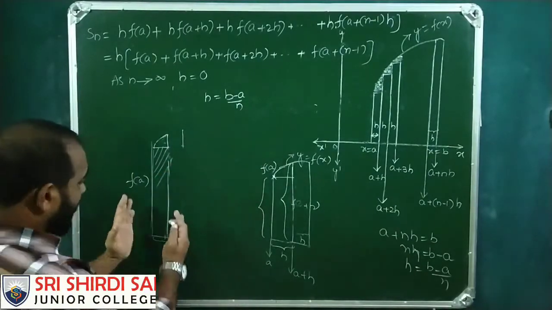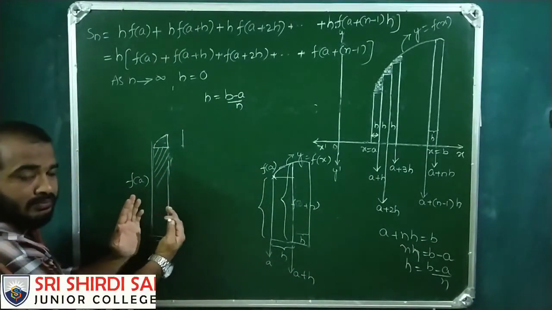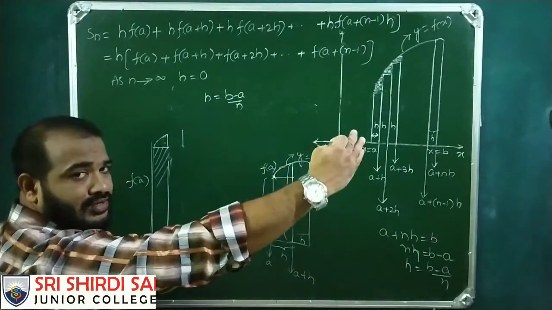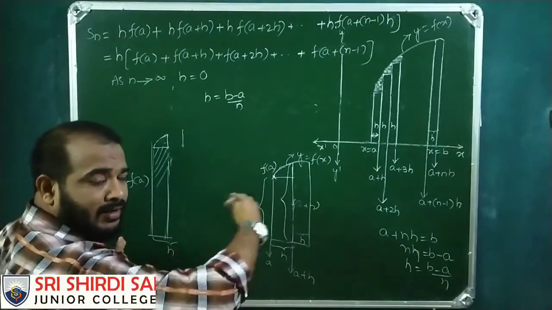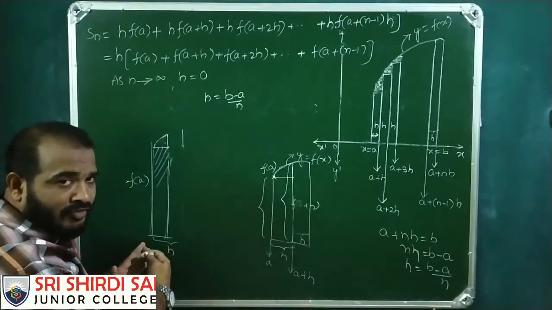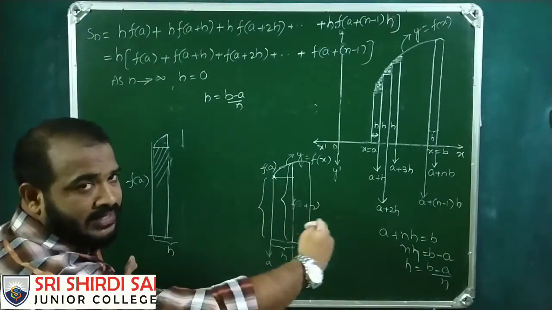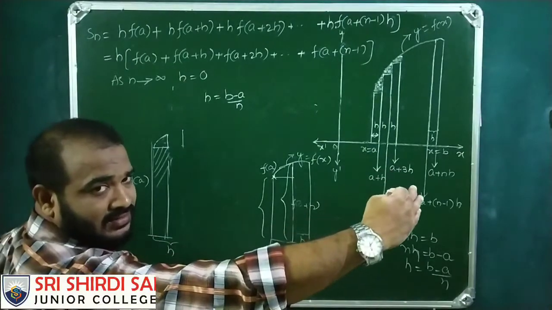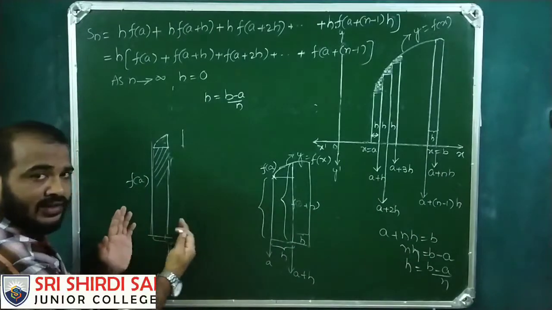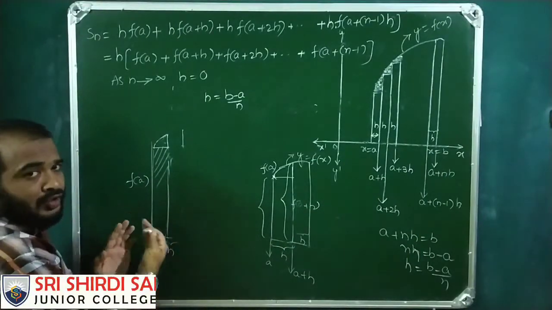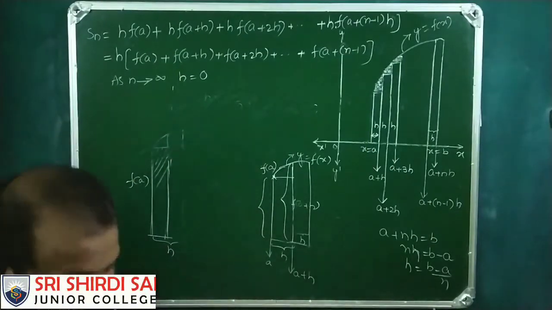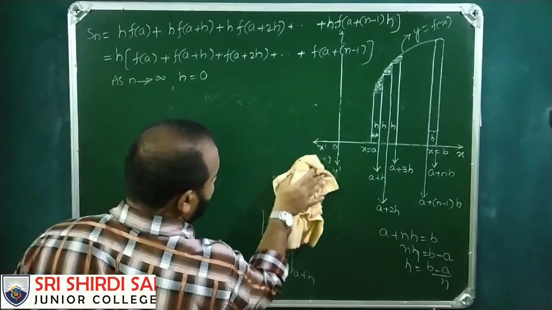So h is tending to 0, this width becomes 0, because earlier n number of rectangles, each having width h, were taken. This time we are maximizing n, we are increasing the number of rectangles. If we are increasing the number of rectangles, then this width will be reduced to 0. So this is equal to, I am coming to the point now.